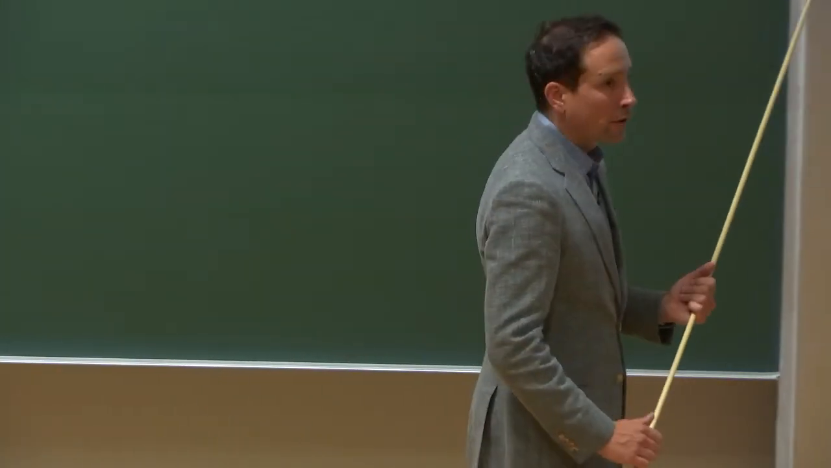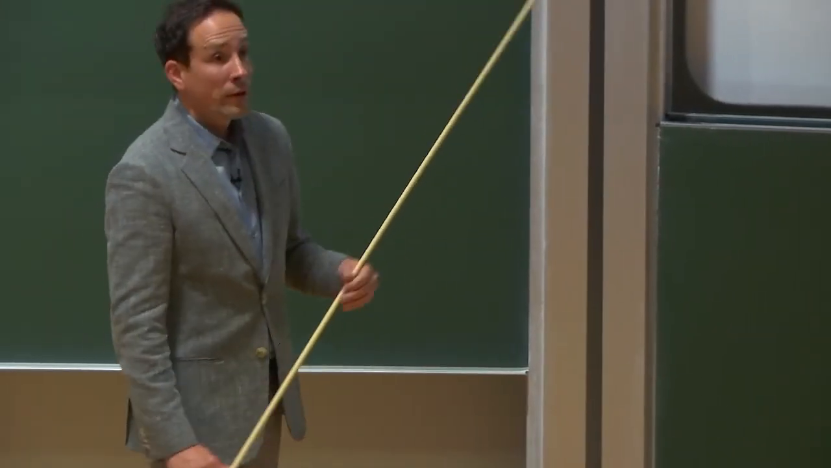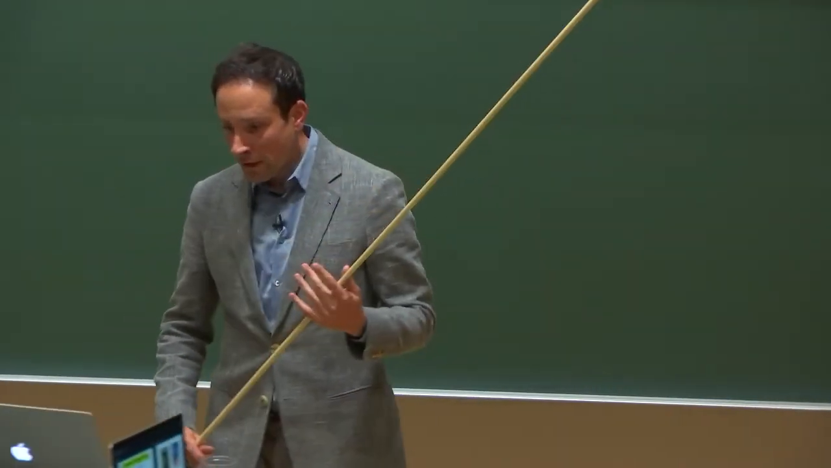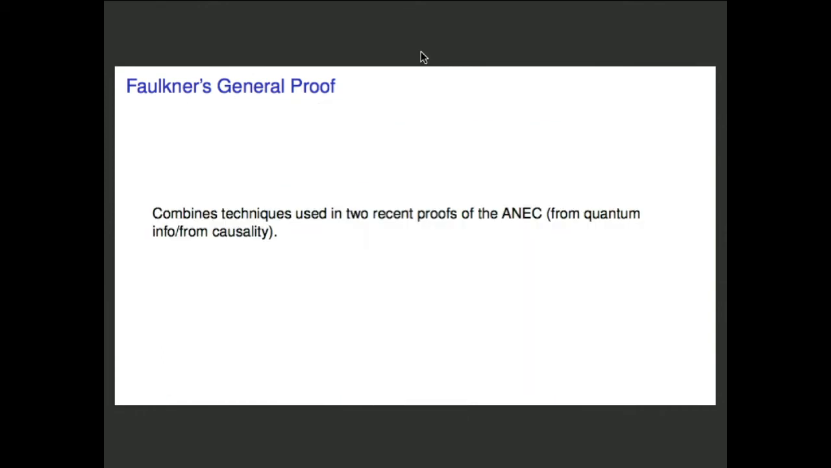Very recently, just a few days ago, Tom Faulkner proved us all wrong and showed that it is in fact possible to prove the quantum null energy condition for interacting theories. This paper is just mind-blowing. I can't say that I've completely worked through all of the details. It's very long. It's incredibly impressive, and I think we're going to learn a lot from this paper, and there will be interesting extensions. As an extremely minimal summary, it basically combines techniques that were used in 2 recent proofs of the average null energy condition. One was quantum information theoretic. The other was dependent on causality, and it was kind of weird that you had 2 different ways of proving the same result.